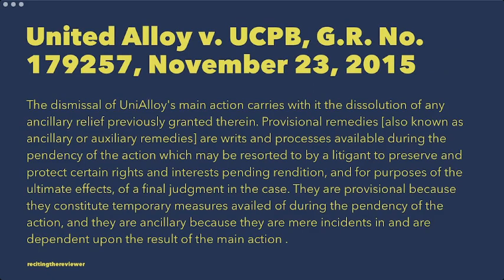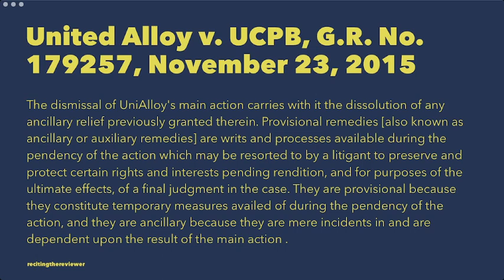Okay? So in United Alloy versus UCPB, GR number 179257, November 23, 2015, it is said there that the dismissal of Uni-Alloy's main action carries with it the dissolution of any ancillary relief previously granted therein. So it's very clear that the provisional remedy being applied for during the pendency of the case was also dissolved as the main action was dissolved.